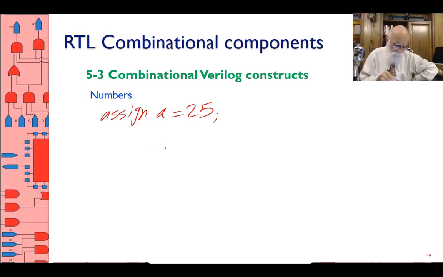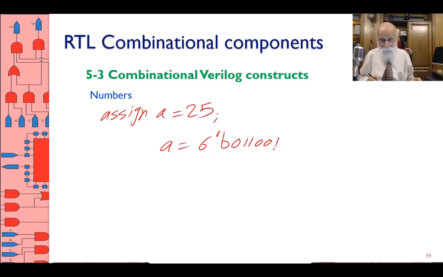For example, A is a 6-bit number, and then you say A equal 6 single quote. So this means A is 6 bits. And then you have to specify the base of the number. So maybe you say it is binary and then give it 011001. This is 6-bit. And if you give it more, it just takes 6 bits. If you give it less, it puts zeros on the left-hand side. Okay, that's if the numbers are unsigned. And for now, we are only talking about unsigned.